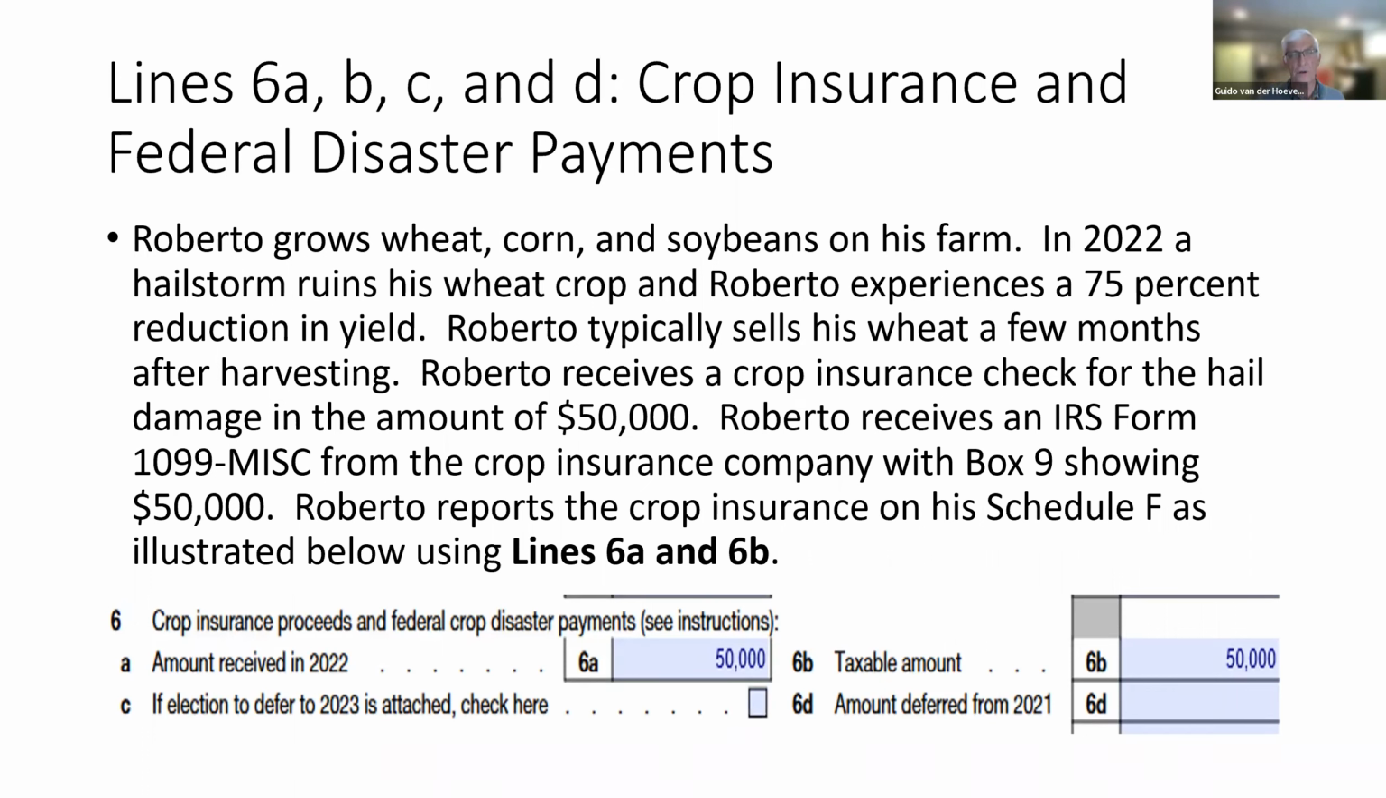So here, our friend Roberto, he's got wheat, corn, and beans. In 22, a hailstorm ruined the crop. He experiences a 75% reduction in yield, sells the wheat a few months after harvest anyway. He receives a crop insurance check for the hail damage of $50,000. He receives a 1099 miscellaneous from the insurance company, $50,000, because his business practice was to do it in the same year. He reports it on 6A and 6B. But if the insurance company didn't issue the check until the following year, that's when he's going to report it. You can't accelerate income back into the year by reporting it.